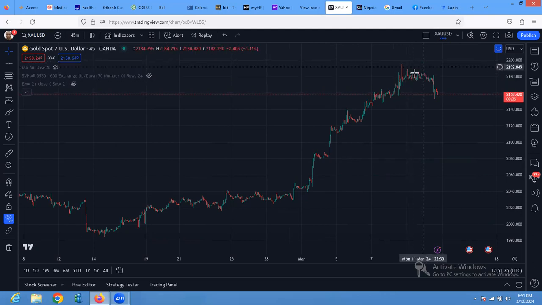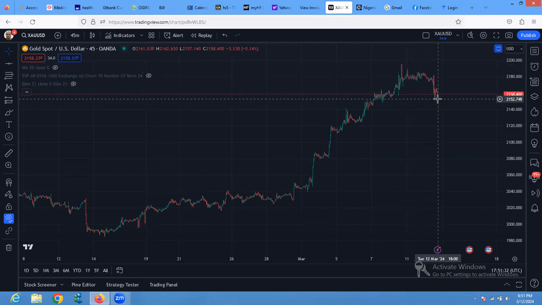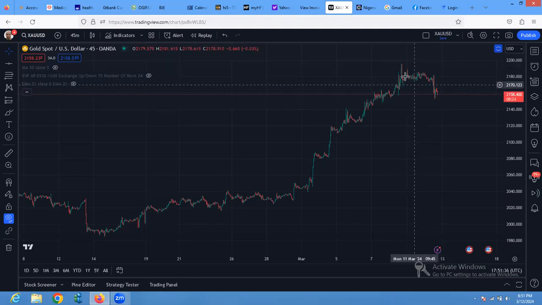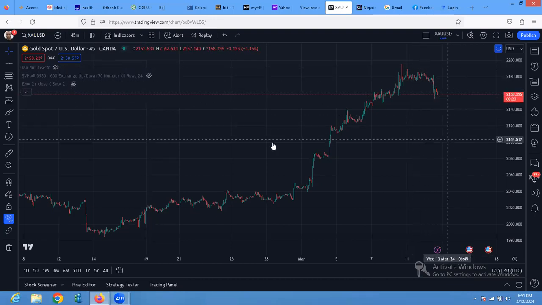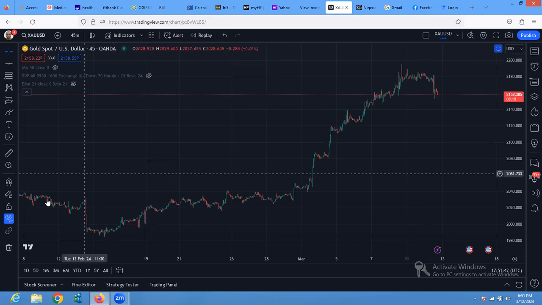When they are printing this, you think, oh, it's an ABC. But now I know that this ABC most likely will not turn up. Most likely it will do a more complex correction of a WXY. That's what I think. Why do I think that way?